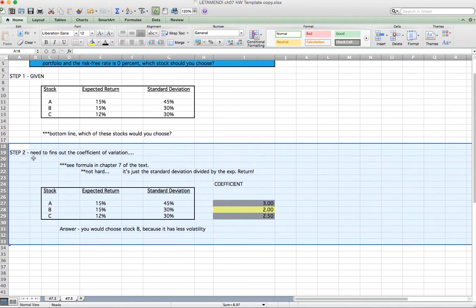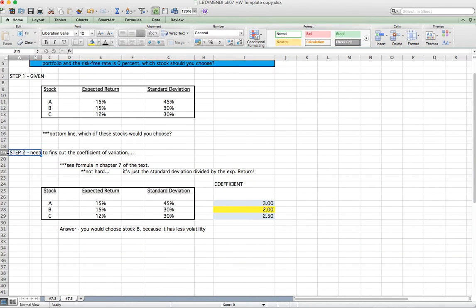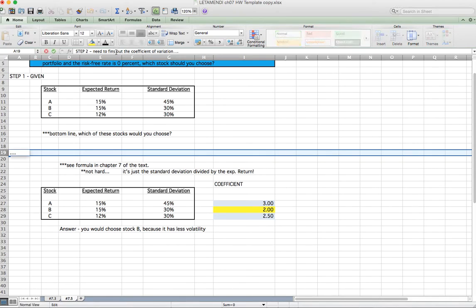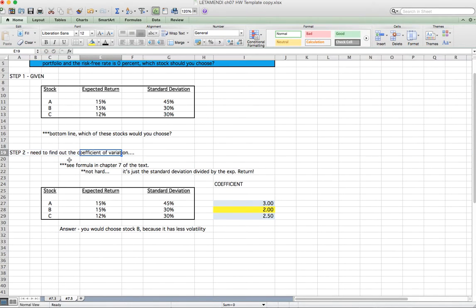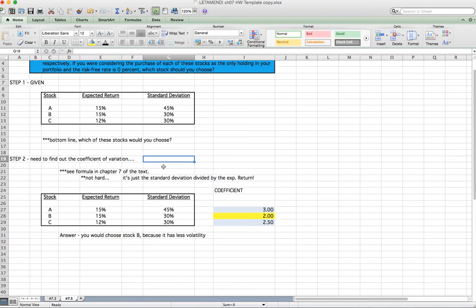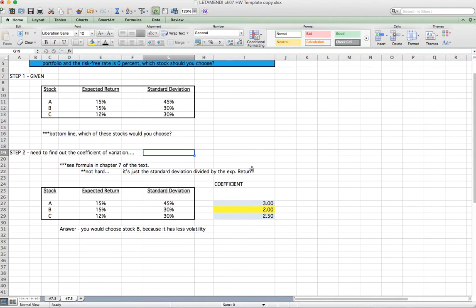So the second step is to find, typo, I always do this when I don't have enough coffee. Okay, need to find out the coefficient of variation. So you want to look at the formula in chapter 7 of your text so you understand coefficient of variation. It's not hard. It's just the standard deviation multiplied by the expected return. That's it. So we set up here the coefficients.